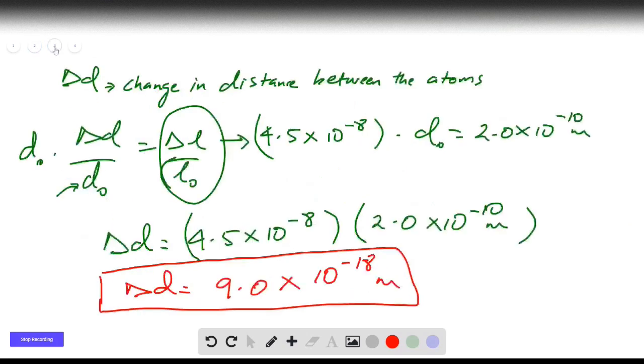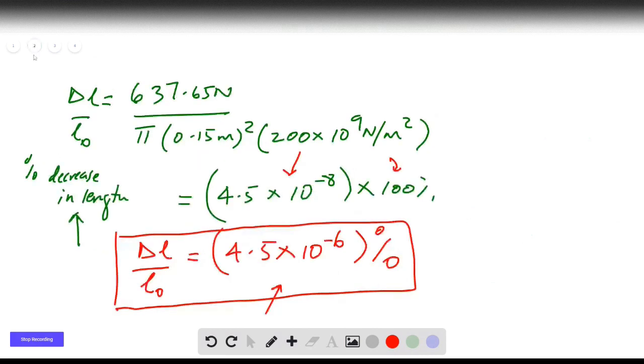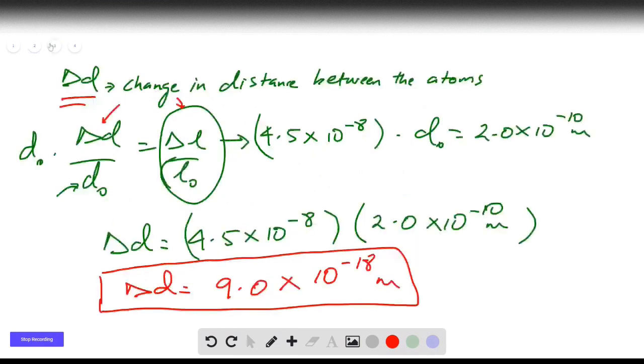And in the next part, we are supposed to solve for the change in distance between the atoms. And we use the relationship between the atomic level and the macro level, and we compare those two. The other thing you want to remember in this formula is the E, and E is the proportionality constant. And so we end up solving for the change in atomic distance to be 9.0 times 10 to the negative 18.